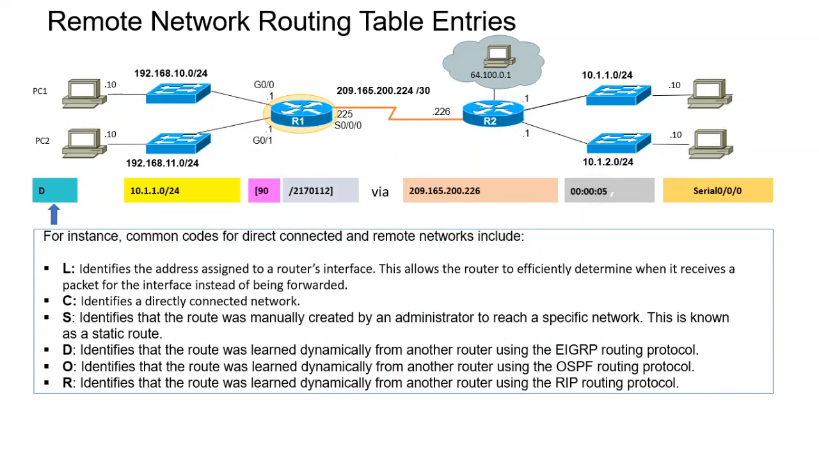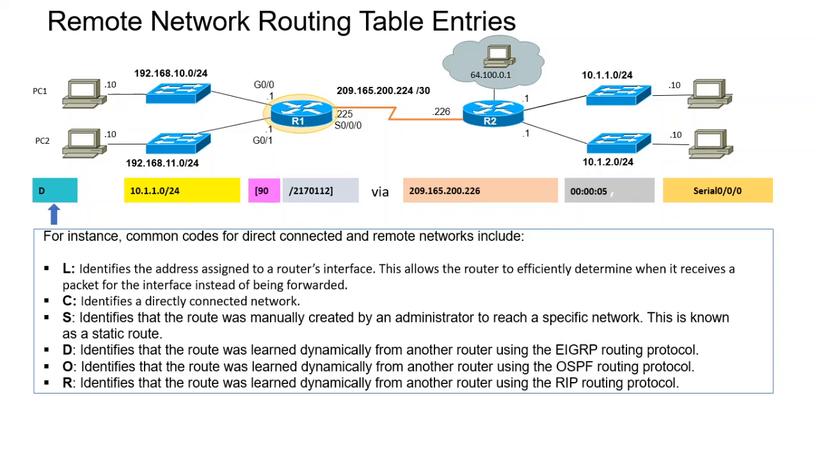For instance, we have some common codes for directly connected and remote networks. We have L, which identifies the network assigned to a router interface. It will allow the router to efficiently determine whether it received a packet for the interface instead of it being forwarded. C identifies a directly connected network. S identifies the route was manually created by an administrator to reach a specific network, and this is mainly known as a static route.